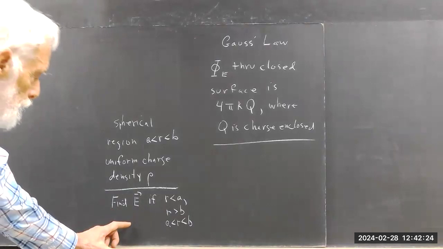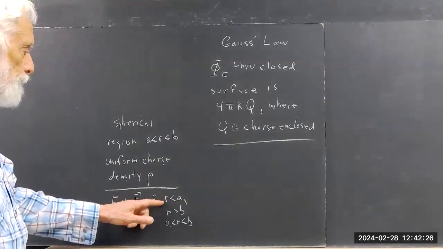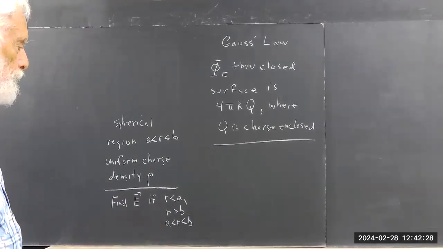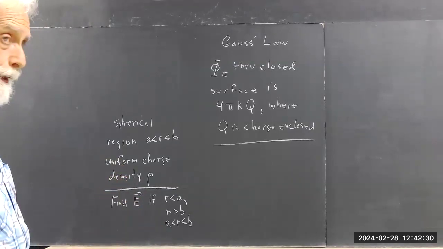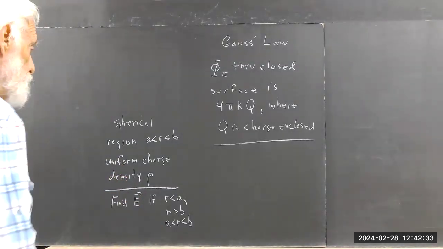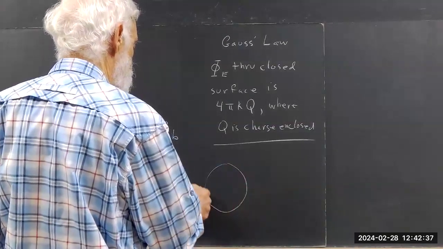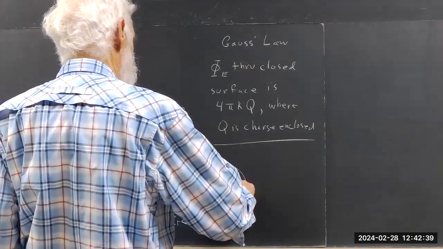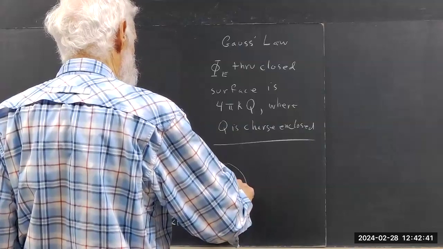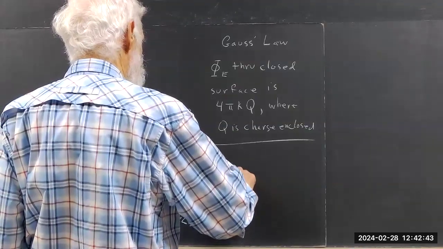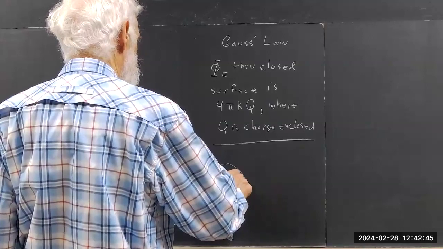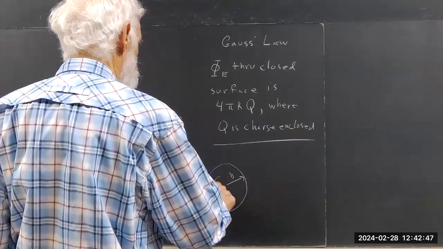But we want to find the electric field if r is less than a, r is greater than b, or r is between a and b. Well, that kind of looks like this. I'm just going to draw a circle, a sphere of radius b, and a sphere of radius a.